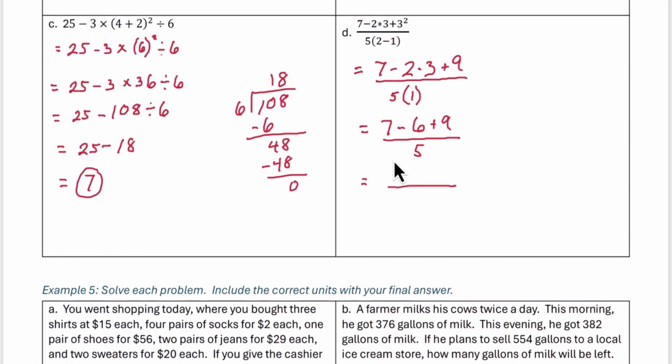Going back to the top, we have 7 minus 6, which is 1. We have plus 9. Just put the 5 in the bottom. Looking at the top, we have 1 plus 9, which is 10, divided by 5. And finally, 10 divided by 5 is 2.